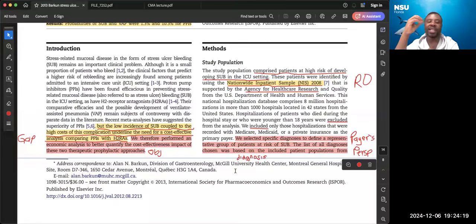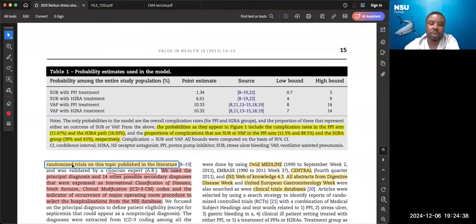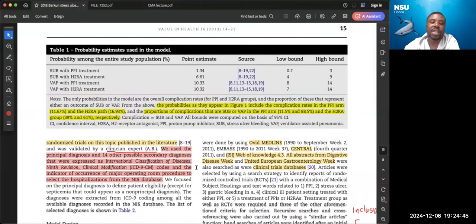After getting the data from the nationwide inpatient sample, they were supposed to identify the patients who are at high risk of stress ulcer, and then who have stress ulcer bleeding as well. So they used a clinical trial. This is the clinical trial, done with these kind of patients. In the clinical trial, they had a way of diagnosing the patient, so they used that same way to diagnose these kind of patients.